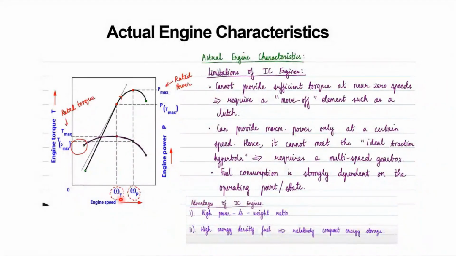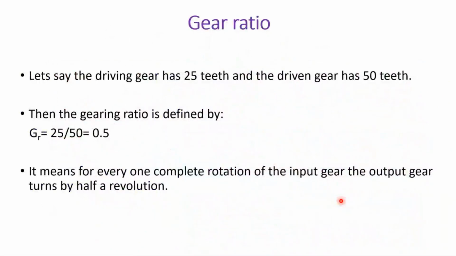So you have engine speed depending upon the angular torque and also the angular power. Considering the angular power you have the P max, and for angular torque you have the torque max. This rated torque or maximum torque you can achieve at non-zero RPM or non-zero engine speed only with the help of the moving element called the clutch or the gearbox.